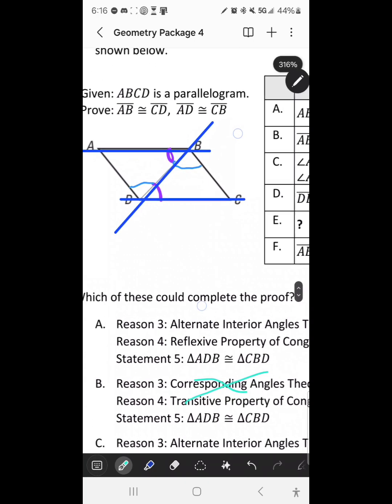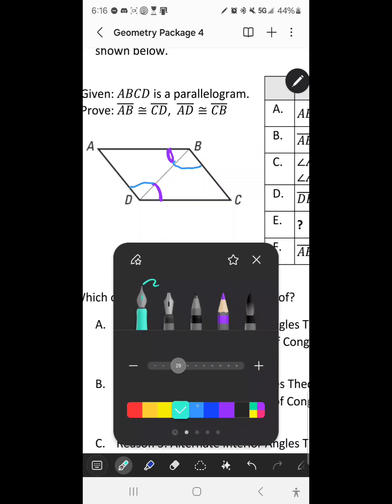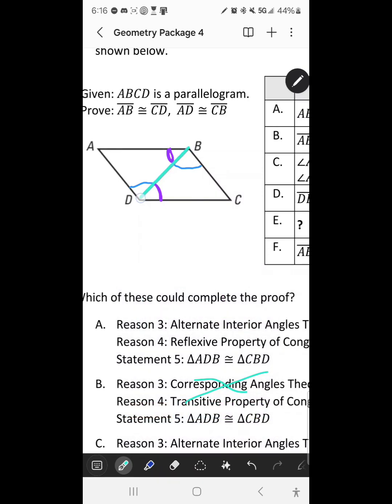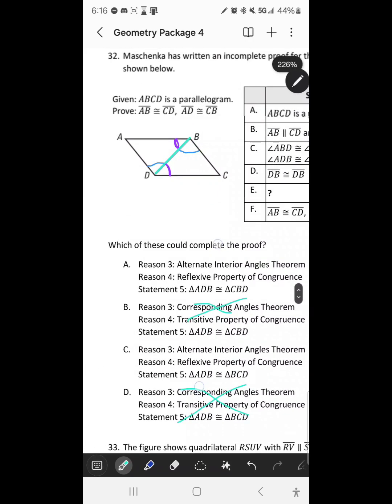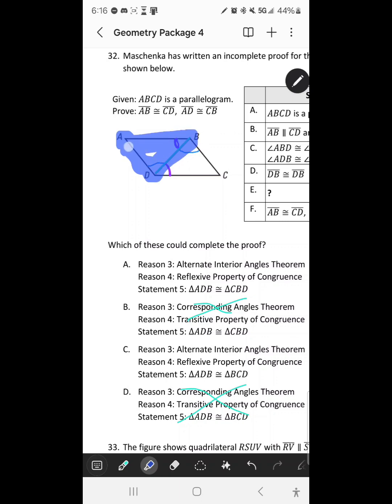So let's check. We have two sides. We have DB. So we can say if the triangles are DBC and DBA. So DBC, DBA. Let me check this one. This one is ADB, and CBD. This one is okay. It's the same triangle using a different order.